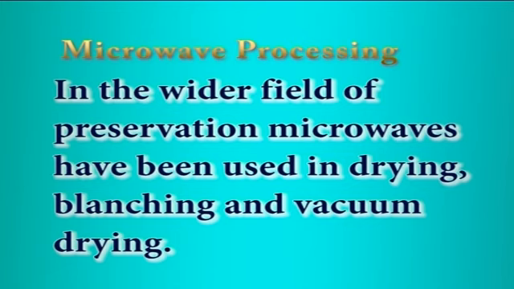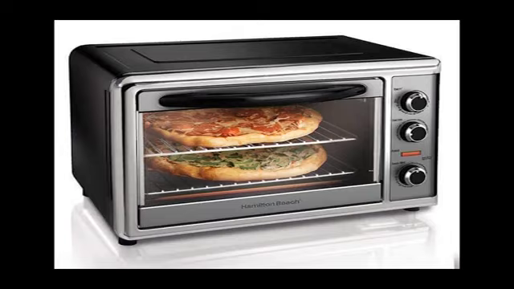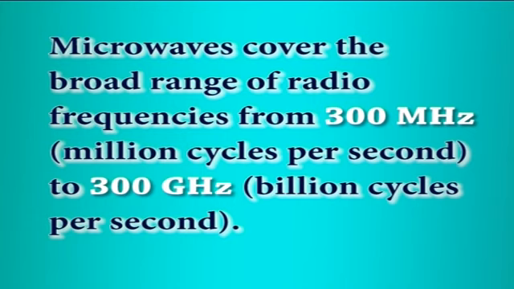Microwave processing. In the wider field of preservation, microwaves have been used in drying, blanching, and vacuum drying. Microwaves in combination with hot air have been shown to have a positive effect on drying of foodstuffs. The principle behind the potential of microwaves to enhance heating rates is simple. Microwaves cover the broad range of radio frequency from 300 megahertz, that is million cycles per second, to 300 gigahertz or billion cycles per second.